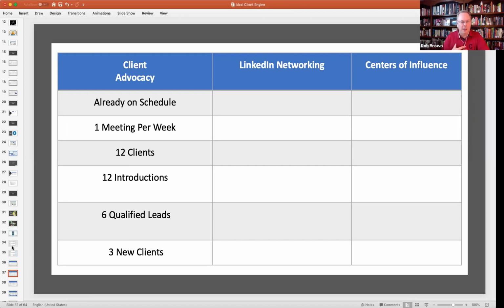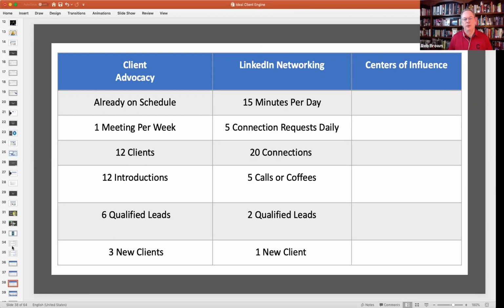The client that I was working with decided to use advocacy. He already had 1 client meeting scheduled per week. He did the math based on the client attraction optimization worksheet and could comfortably predict that if he had those 12 meetings, he could walk away with 3 new clients. We looked at LinkedIn. Same thing.